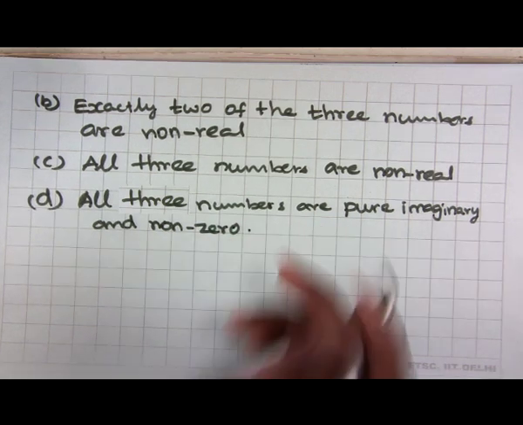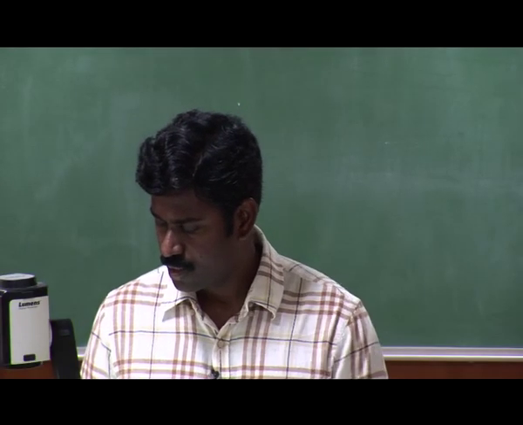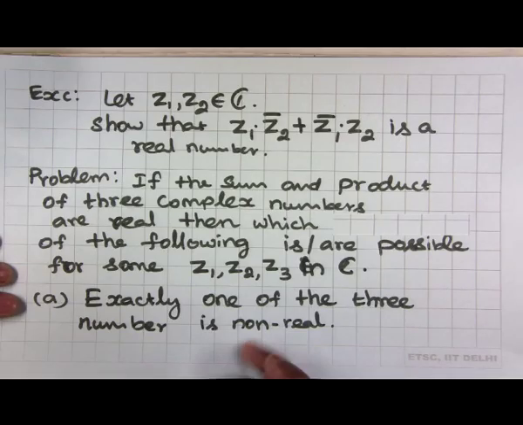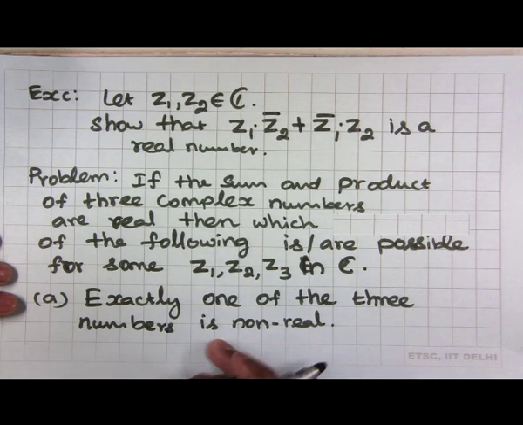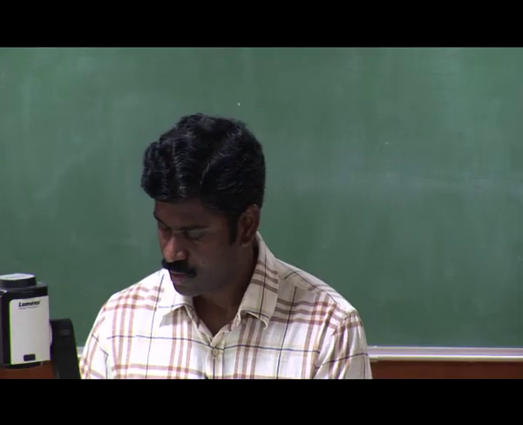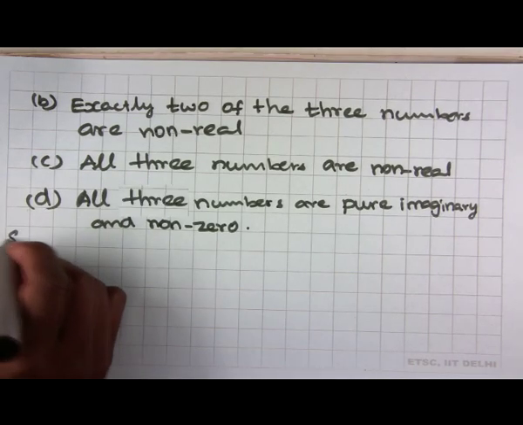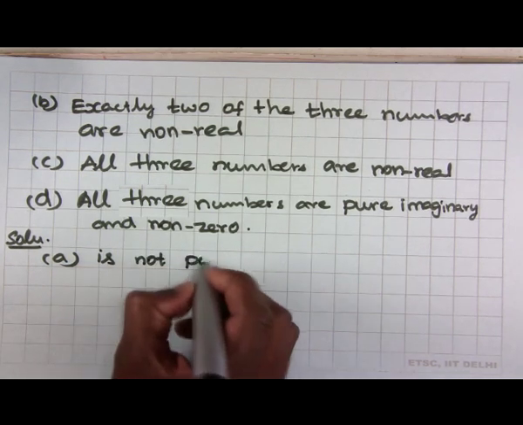So, let us look back at our question. We are given 3 complex numbers z1, z2, z3, their sum is real and their product is a real number. Now, let us look at the first choice, whether this is possible. Exactly one of the 3 numbers is non-real. Is it possible? Answer is no. So, A is not possible.